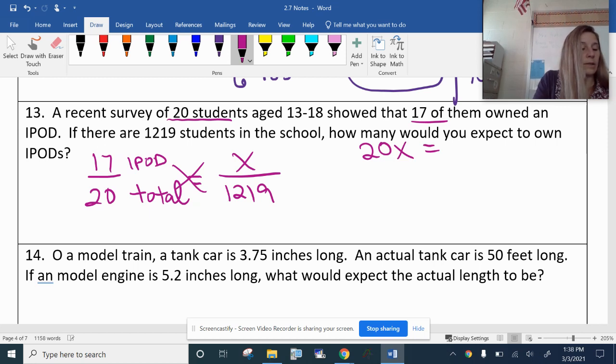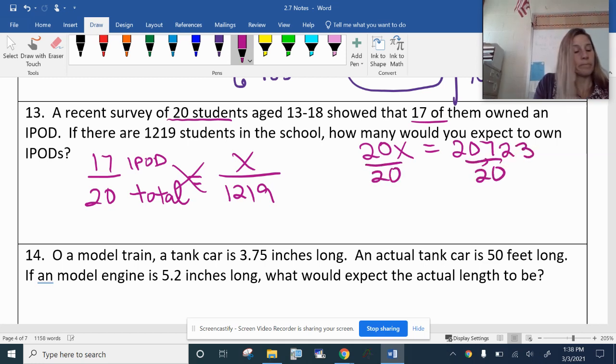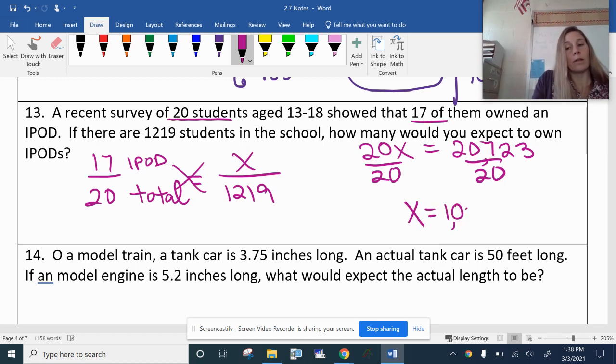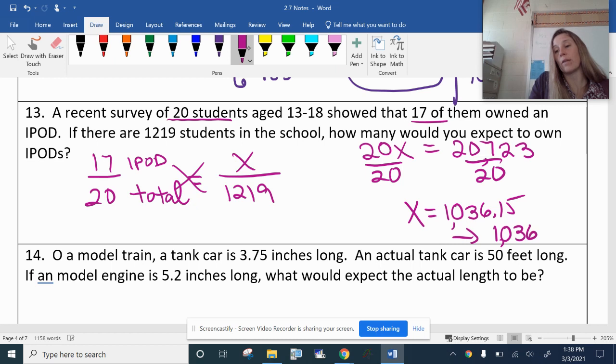1219 times 17, 20,723. I'm going to divide by 20, and I get approximately 1,036.15, but of course you can't have a decimal of a person, so it'd be 1,036 students, I guess it was. I was going to write people, but students.